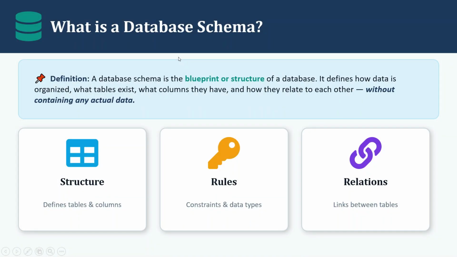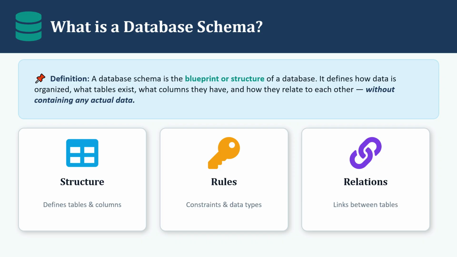So what exactly is a database schema? Think of it as the blueprint of your database, just like an architect draws a plan before building a house. A schema defines the structure of your database before any data goes in. It tells you what tables exist, what columns those tables have, and how everything is connected. And here's the key thing: a schema does not contain any actual data, it's purely the structure.